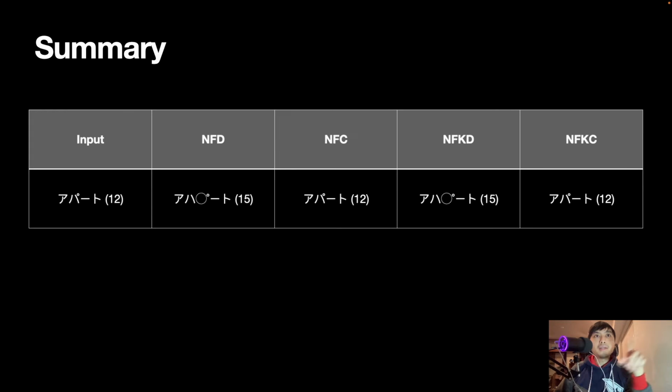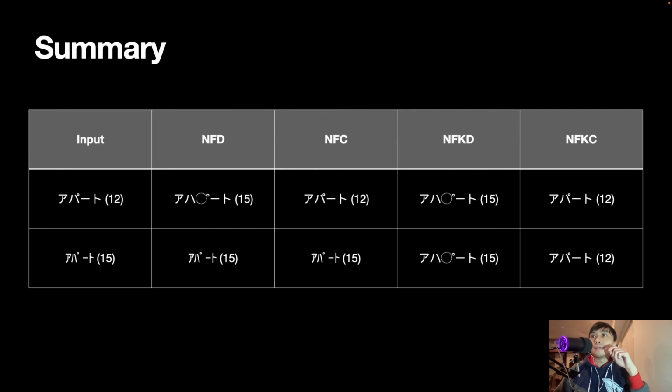Now NFKD, we apply the decompositions, right? But the conversions will remain the same because it's already a normal form of kana, but we decompose it. So it becomes like that and the length is 15. NFKC, right, is the same as NFKD, but we compose or merge the characters. So it becomes like that, 12.